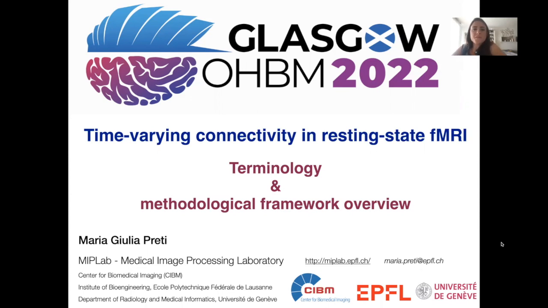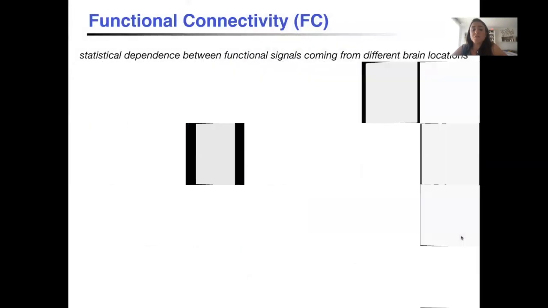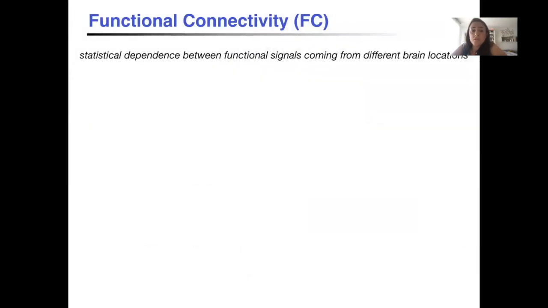And this is the first lecture of the course, which regards terminology of time-varying connectivity in resting state fMRI and an overview of the methodological framework introduced in literature so far. So first of all, what is functional connectivity?